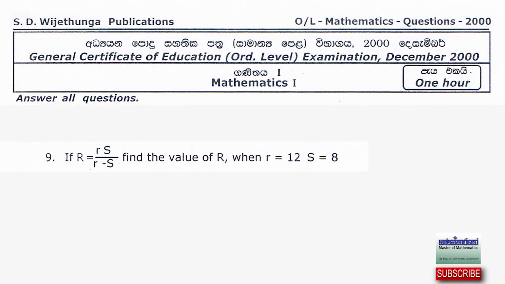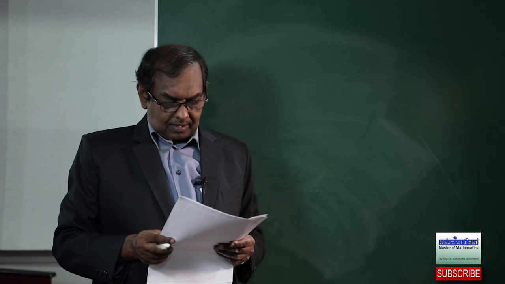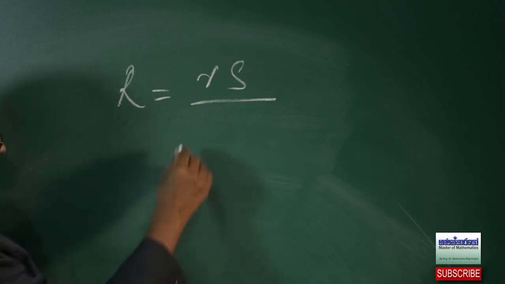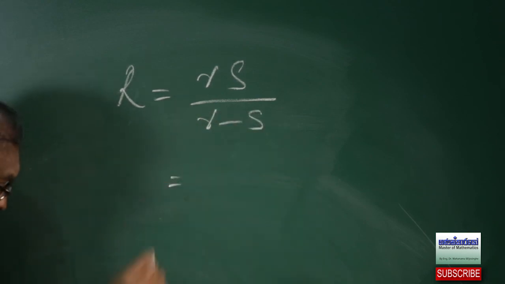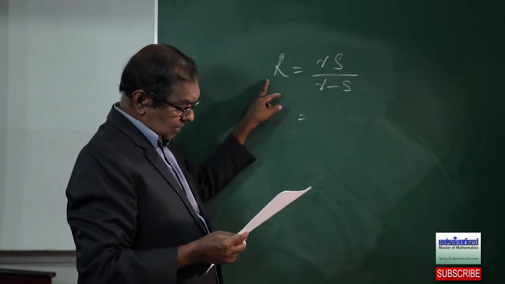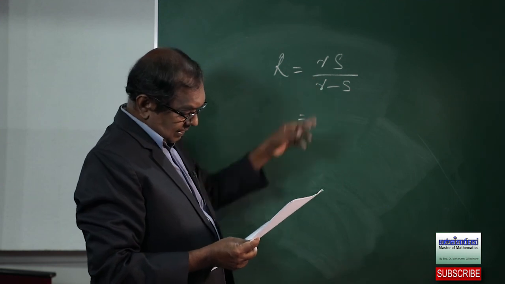Question number 9, this is a little bit different from the earlier questions. If R is simple R into S divided by R minus S, find the value of R when R equals 12, S equals 8. The values of R and S are given. R equals R S divided by R minus S. We have to get the value of R, capital R. Then we have to substitute the given values.